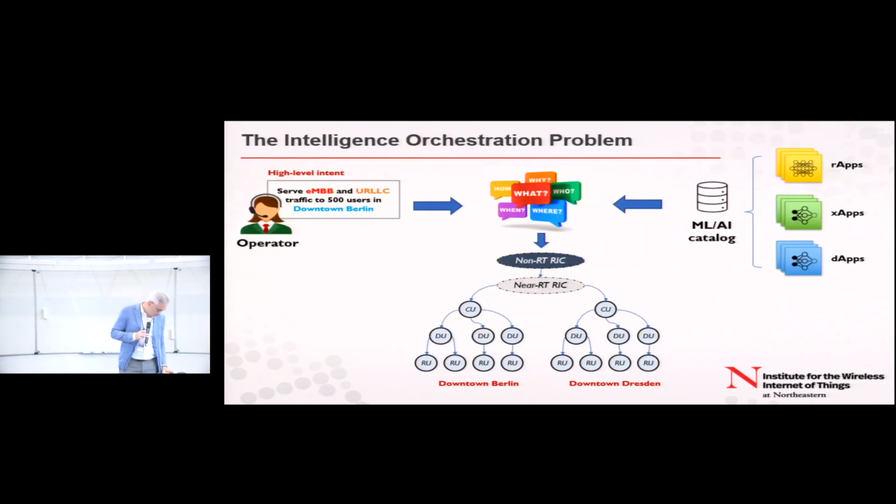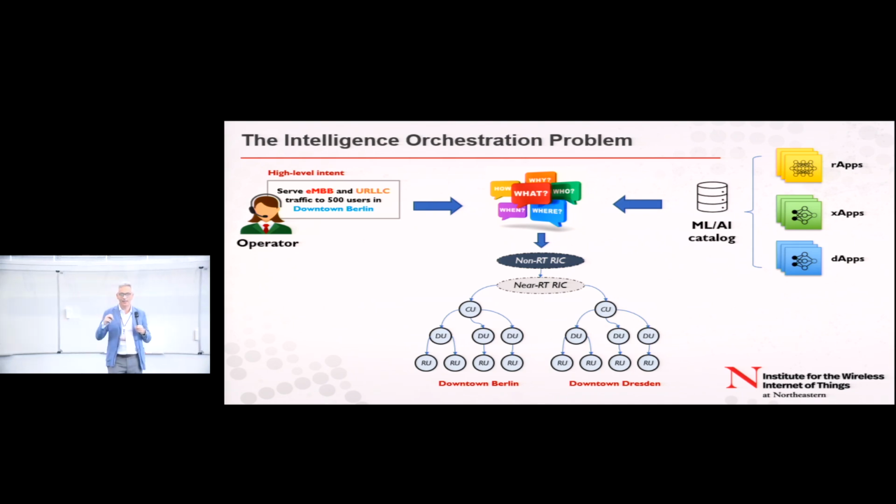Now, we're doing all of these, as I said at the beginning, to enable next generation network control that needs to be coordinated and organized in a coherent way. At its essence, what we're looking at is what I refer to as the intelligence orchestration problem, right? Where you are given a certain high-level intent, right? For example, I want to serve a certain set of different slices for certain users in a certain city.